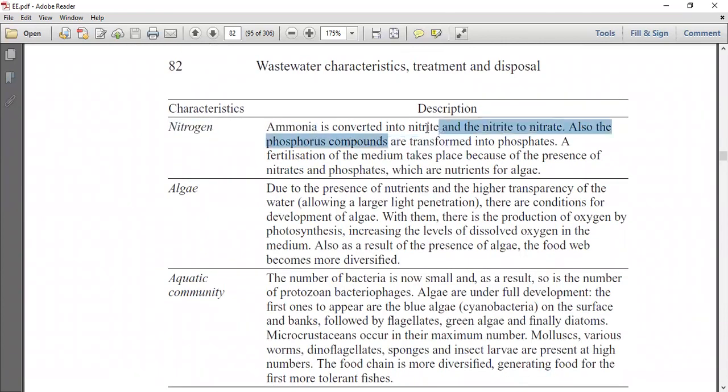Nitrogen. Ammonia is converted into nitrite and nitrite to nitrate. Also, the phosphorus compounds are transformed into phosphates. A fertilization of the medium takes place because of the presence of the nitrates and the phosphates, which are nutrients for the algae. Again, due to the presence of the nutrients and the high transparency of the water, there are conditions for the development of algae.